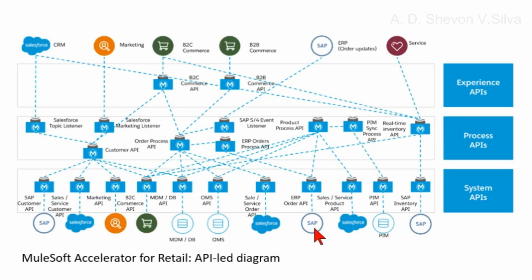Accelerator SAP S4HANA Product Availability System API. The SAP S4HANA Product Availability System API fetches product availability from SAP S4HANA system. It allows you to fetch product availability.